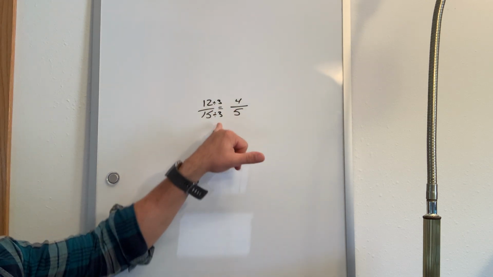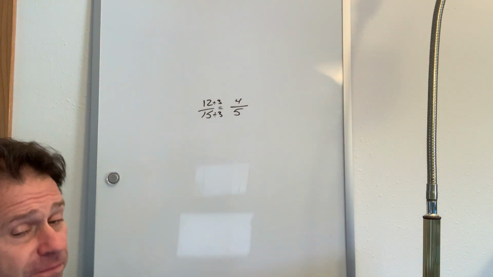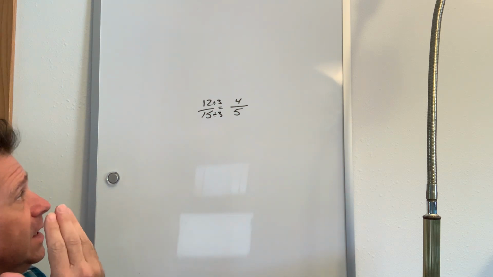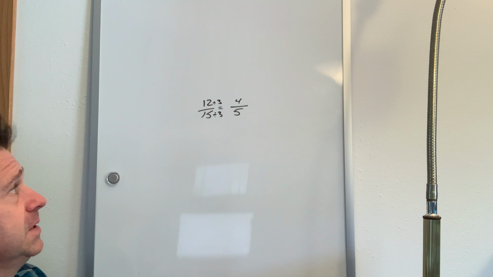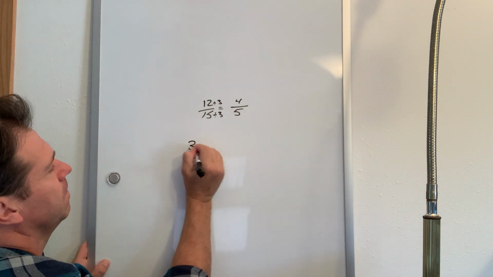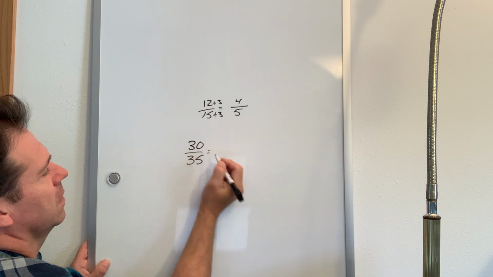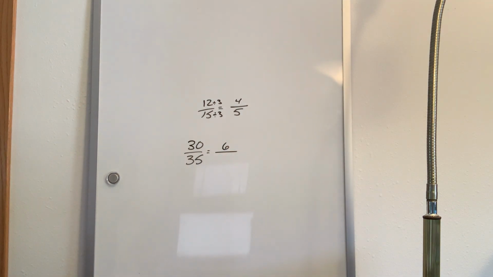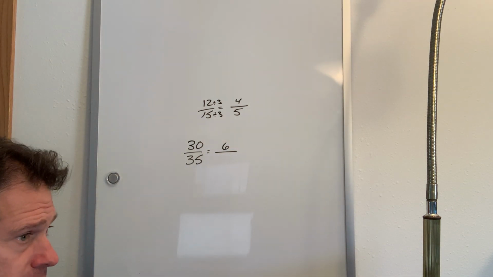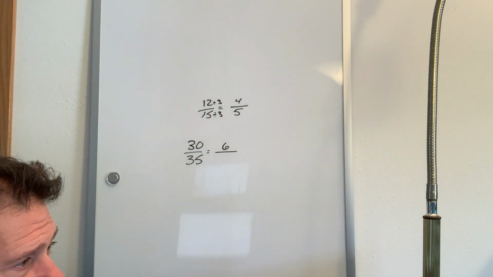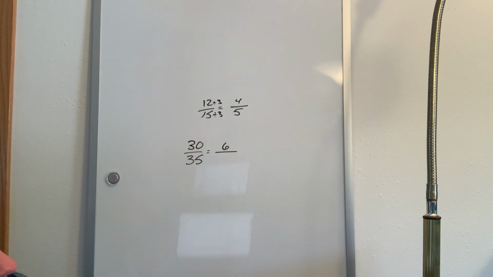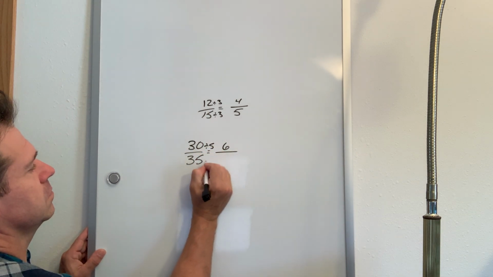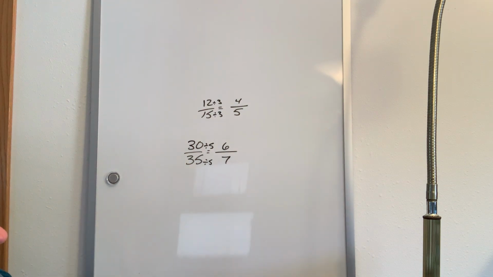So no matter what you do, if you do the same thing to the top and the bottom, you find an equivalent fraction. If you divide by 3 on the top, you need to divide by 3 on the bottom. So like 30/35. What if I wanted this to be 6 on top? What do I do for this one? Ella, can you take us through? So 30 divided by 5 is 6. 35 divided by 5 is 7. So it becomes 6/7. Very good, thank you.